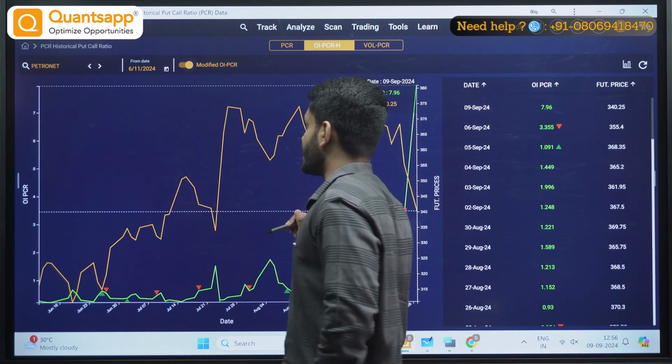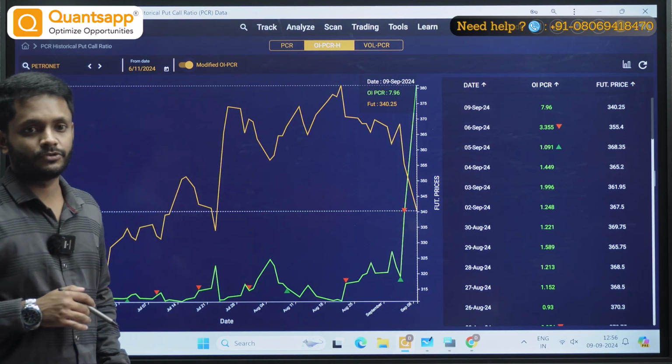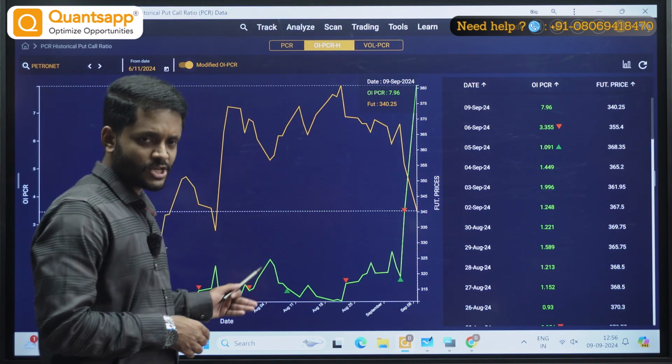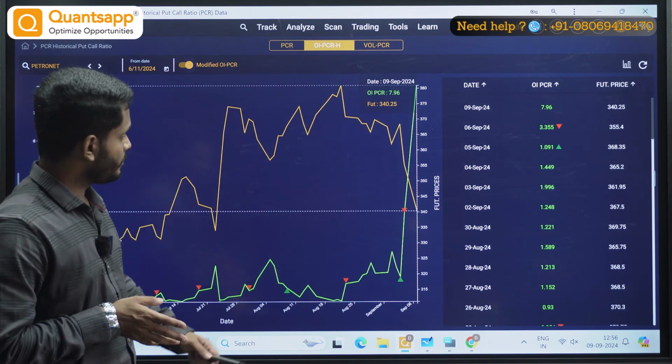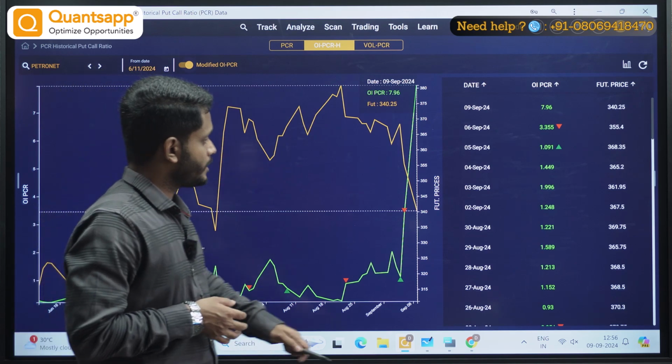This is modified PCR. Now on the right hand side, you are supposed to ignore this chart. You are supposed to focus only on the table format, because this might be confusing. So you can simply focus on this.